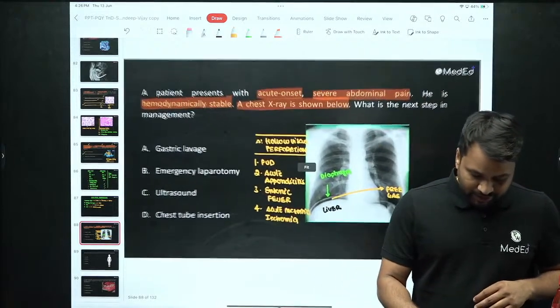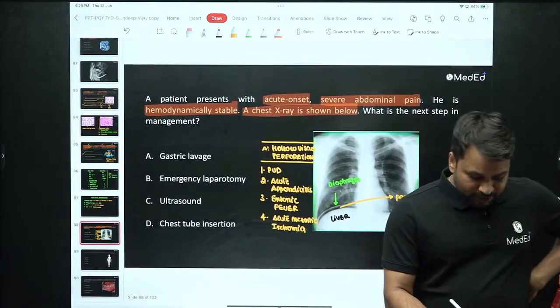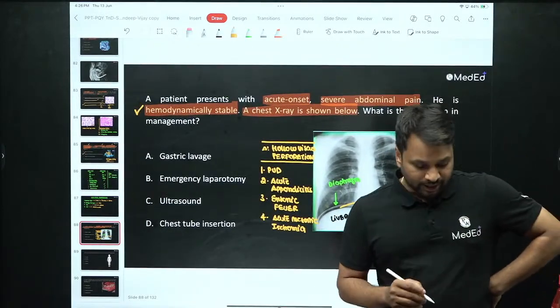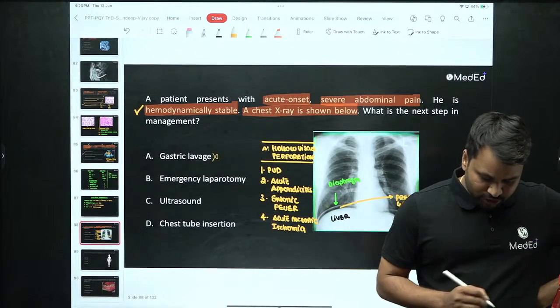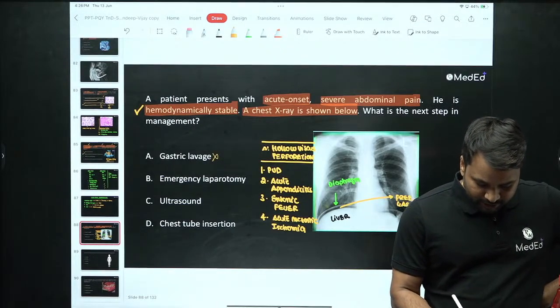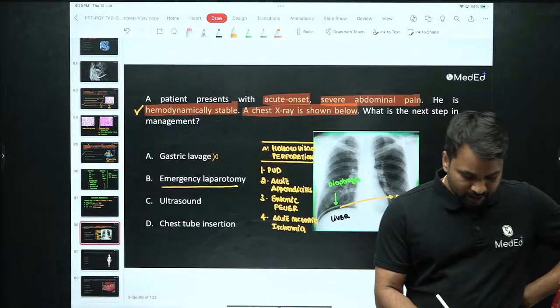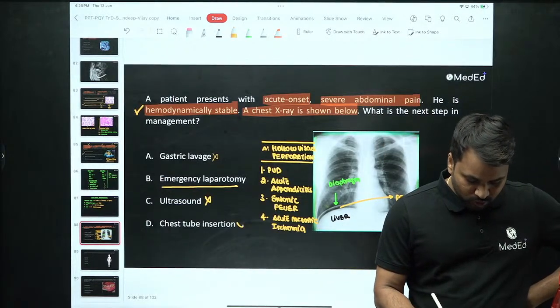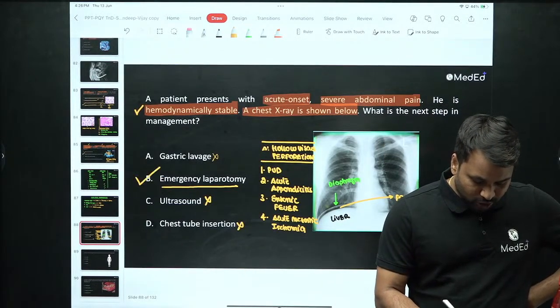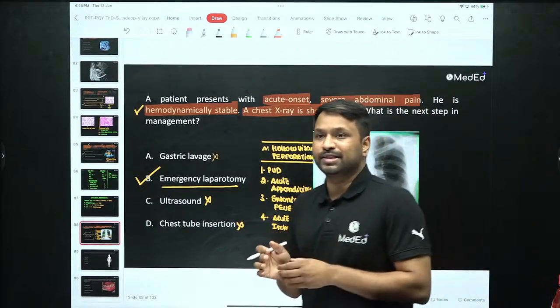So what is the next step in the management? Now, because the patient is hemodynamically stable, right, there is no need for any lavage. You can take the patient for laparotomy in order to know from where the perforation is. There is no role of ultrasound, there is no role of chest tube insertion. So the best option here would be emergency laparotomy.